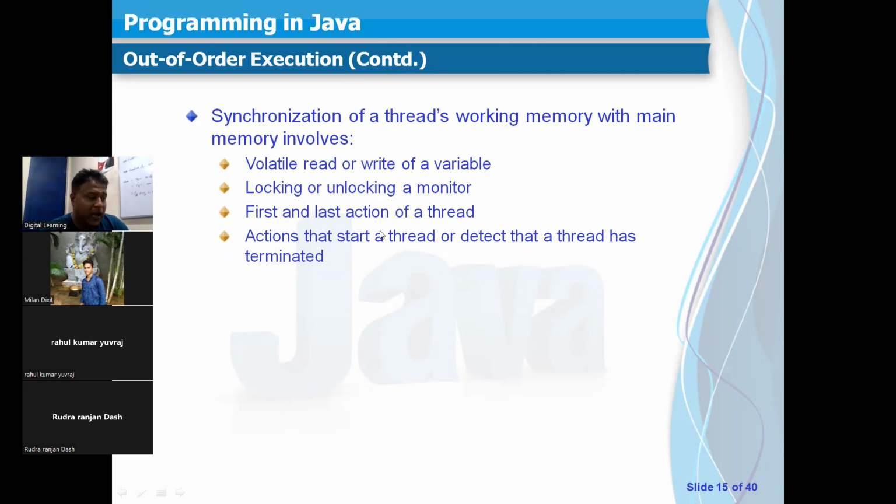It means that at the time when you read the data, write is stopped. At the time you are writing the data, read is stopped. That is a volatile read or write operation. Locking or unlocking of a monitor is the first and last action of a thread. So when you synchronize, first element is stored, then second element is stored.